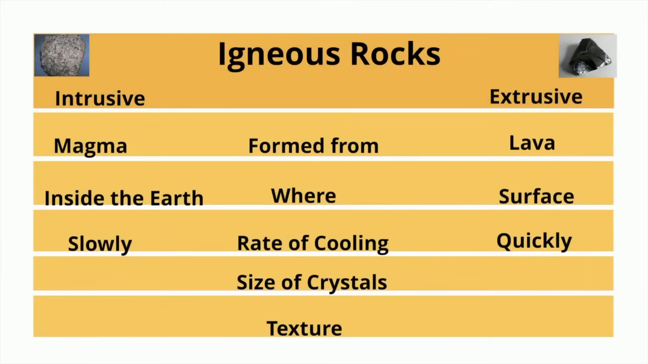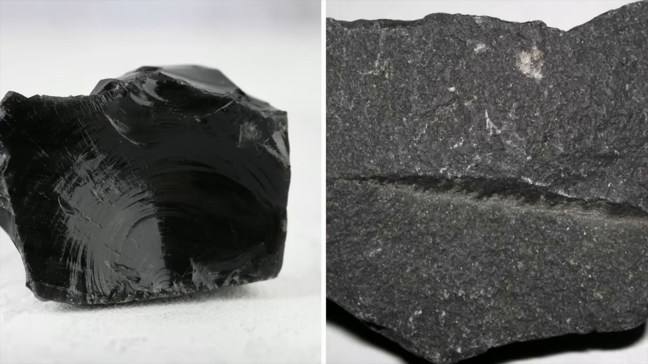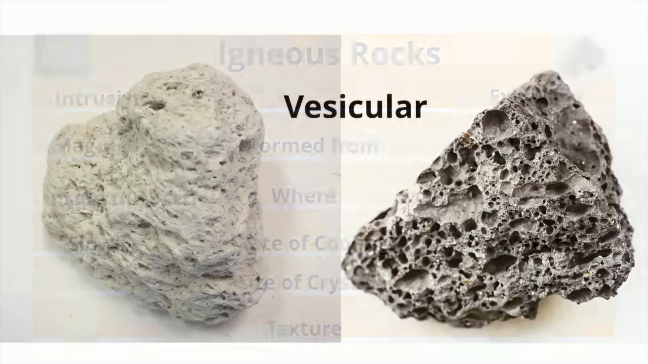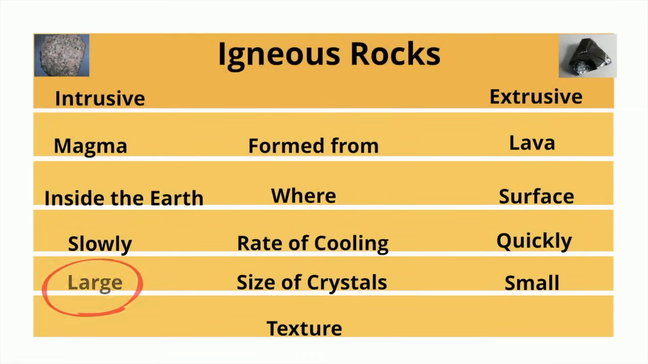Extrusive rocks may have really small crystals. These crystals are smaller than 1 millimeter, or they may have no crystals at all. Many times they may be vesicular, which means that the rock has many air bubbles. Intrusive rocks have larger crystals of 1 millimeter or larger.